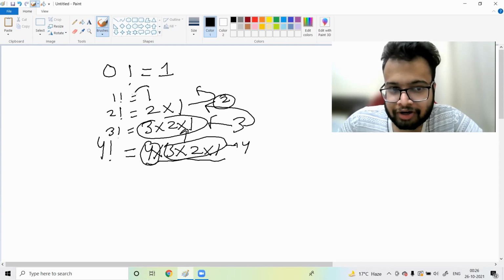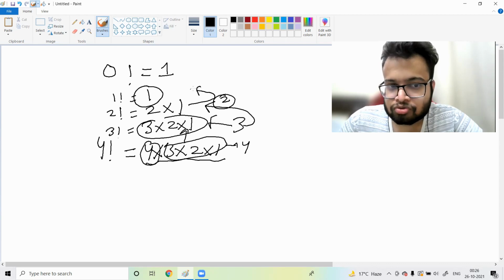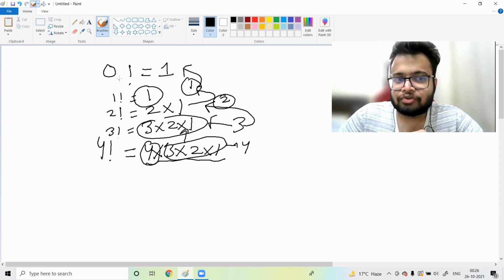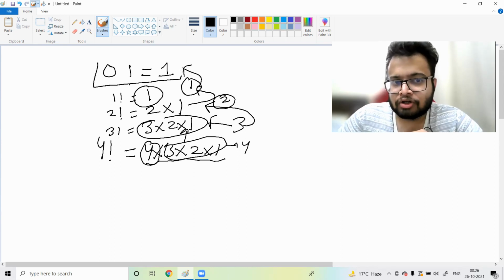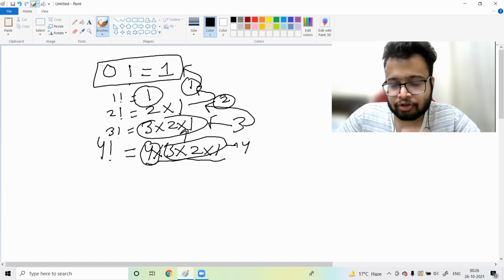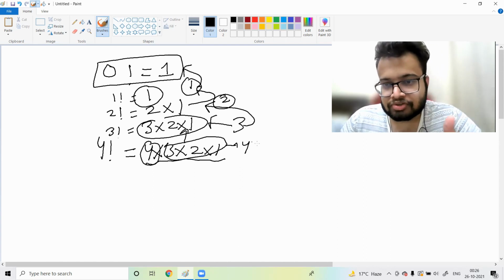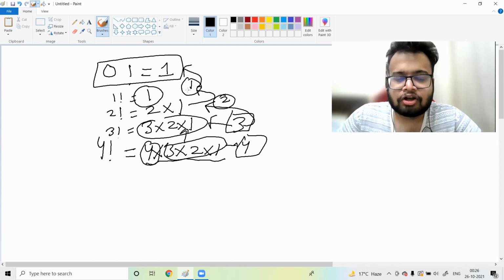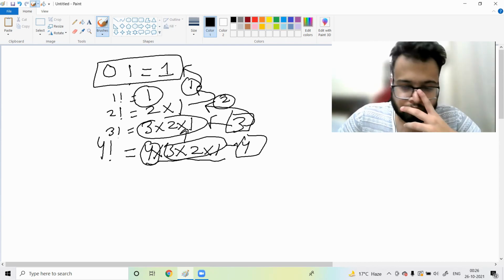And now we have to divide this by what number to get 0 factorial? So 4, 3, 2, so we will divide it by 1. So 1 divided by 1 will be 1. So that's why 0 factorial is equal to 1. This is just an intuition, an observation basically, which I have observed over here. And I have finally concluded that 0 factorial equal to 1.